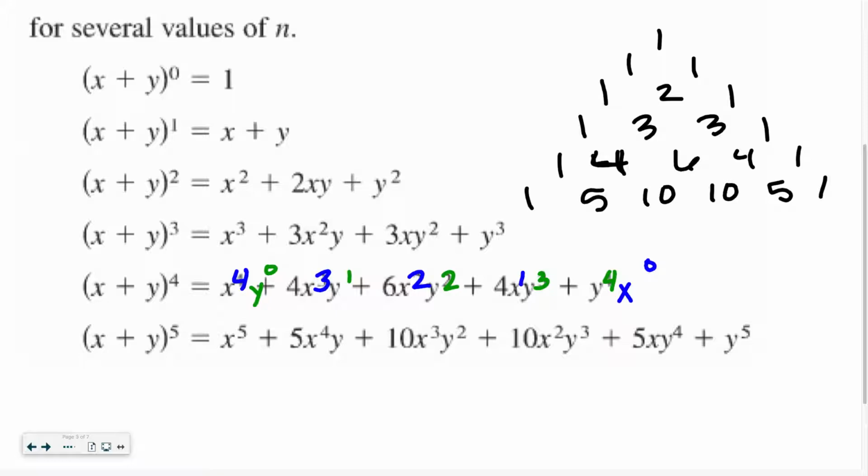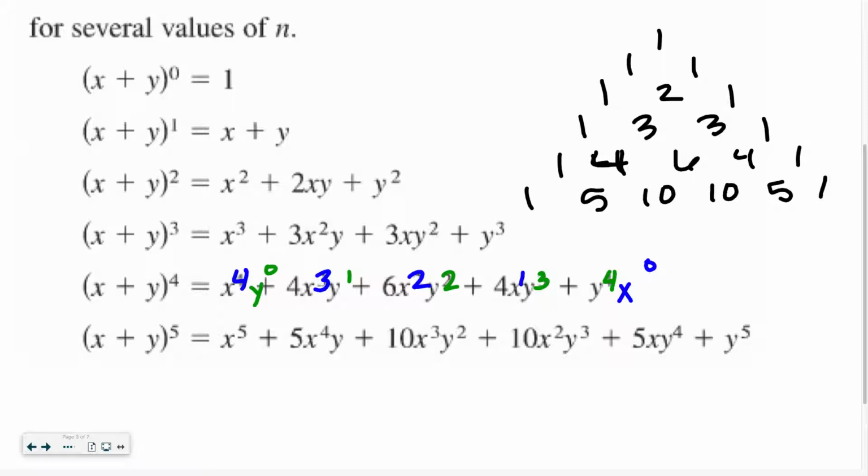They always add to the value of n. I use that all the time just to check my work. I have a really bad habit of going down halfway and then starting to go back up again. Why? I don't know. I do it all the time. So I'm always checking my sum.